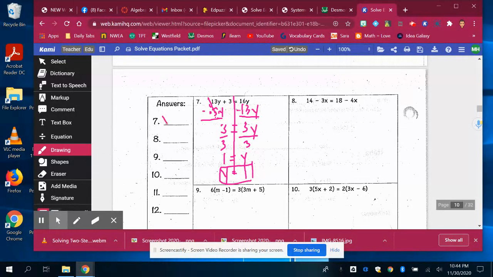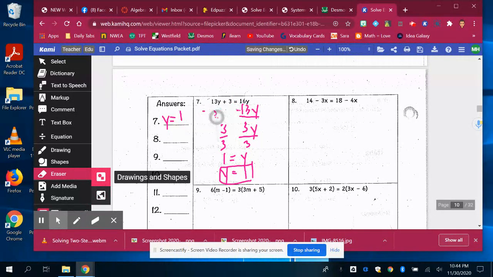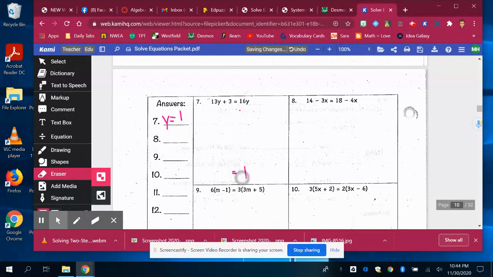Now, I want to show you what would happen if you didn't remember to move that 13y and instead you moved this 16y. Let me show you what would happen.